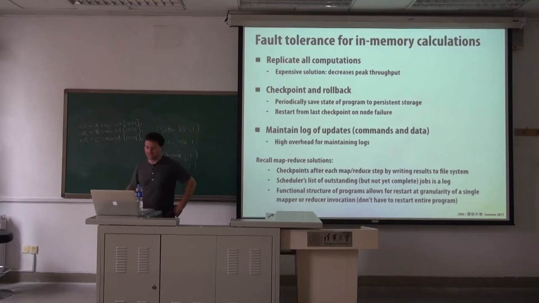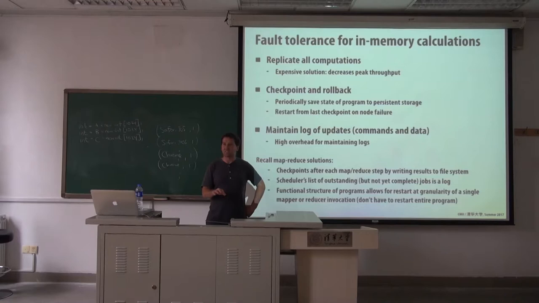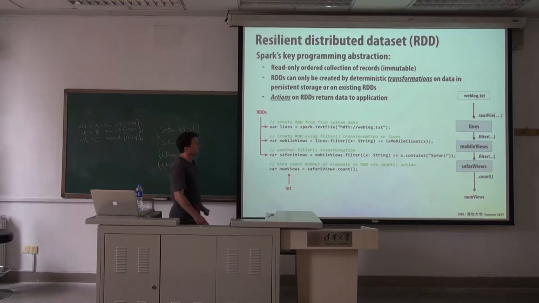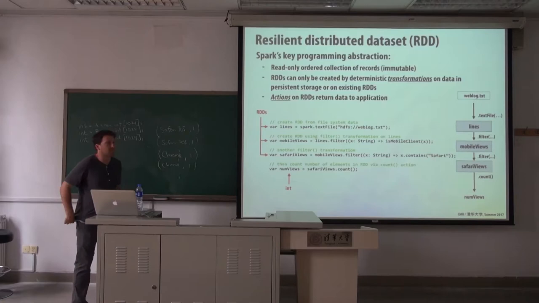So Spark did something a little bit different. Spark says if you know all the dependencies and a computer fails, you can just go back and compute exactly what was needed, because you know all the dependencies. So the main idea in Spark is this abstraction called RDD. RDD stands for resilient distributed data set.